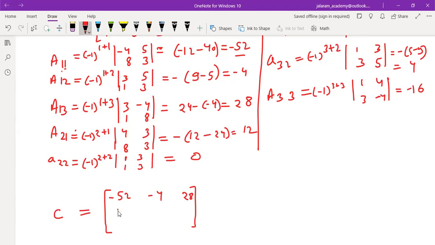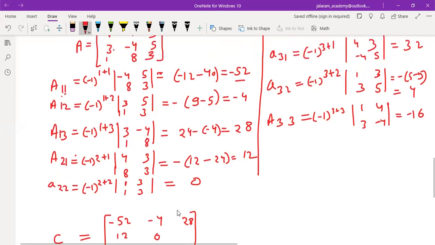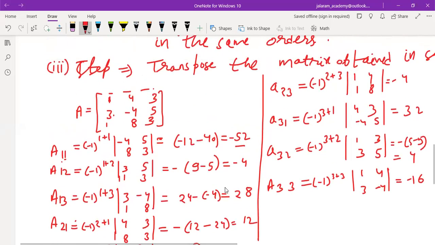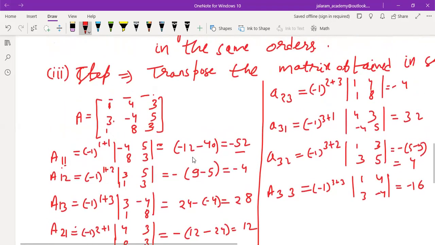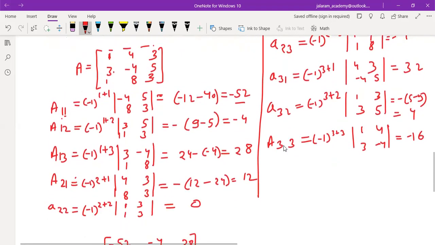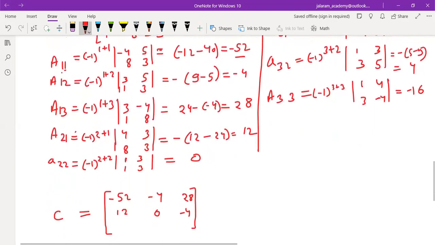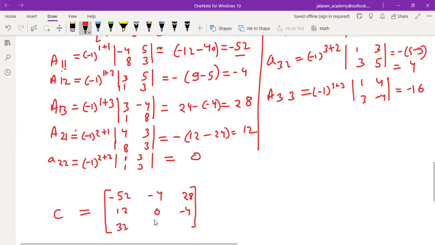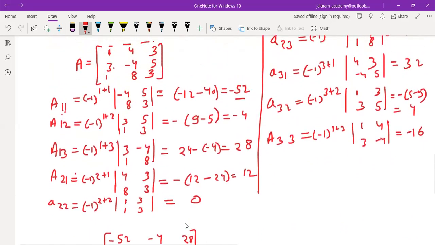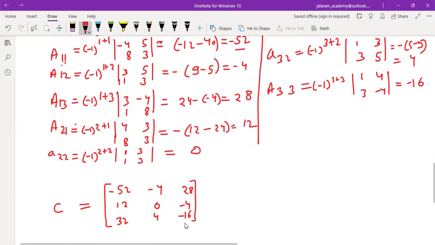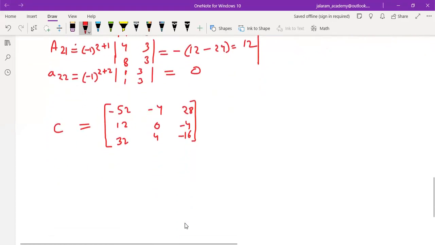Second row, first element 12, then 0. Element of second row third column, A23, is minus 4. Then third row first column is 32. Third row second column is 4. And third row third column is minus 16. So the rows are: minus 52, minus 4, 28; 12, 0, minus 4; 32, 4, minus 16.